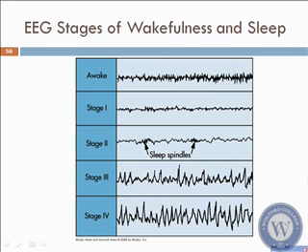You can see the EEG stages of wakefulness and sleep. What you're actually seeing is that you go from a wake state where you have spindles and active phases. Then you go into stage 1 and stage 2 where you actually see sleep spindles. Then you go into stages of hyperactivity, which is stage 3 and stage 4.